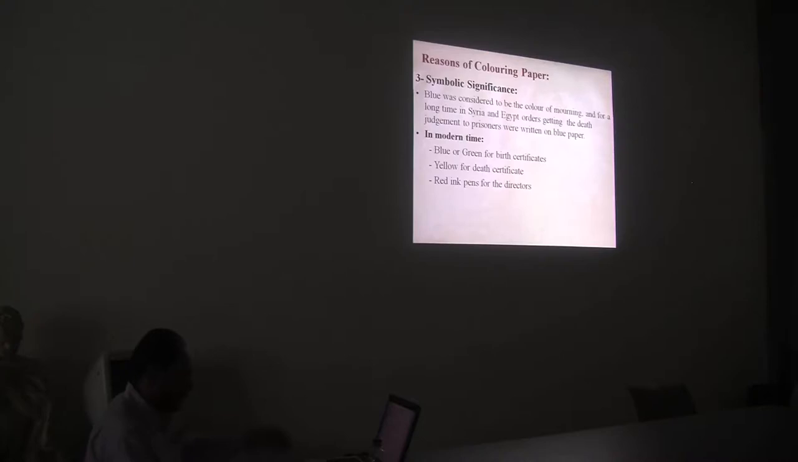Moreover, blue was considered to be the color of mourning, and for a long time in Syria and Egypt, orders giving the death judgment to prisoners were written on blue paper. And even now in Egypt, in modern times, we have blue or green for birth certificates, yellow for death certificates, and red pens are used by directors for signature.